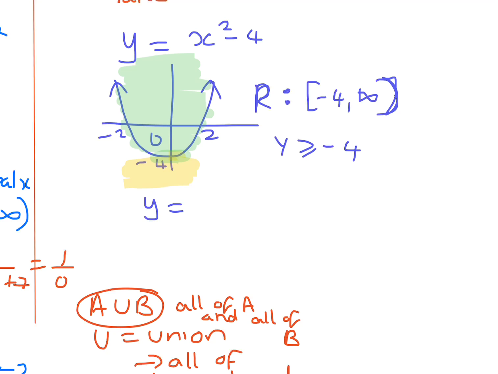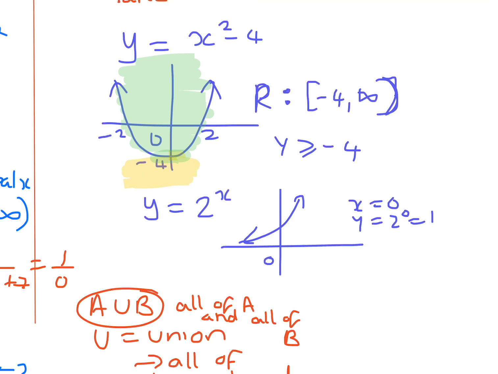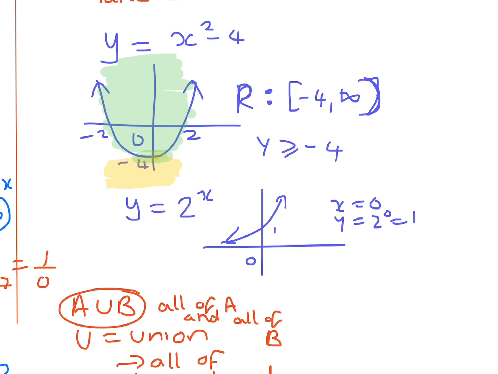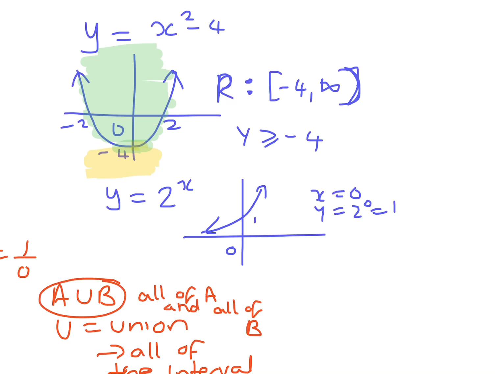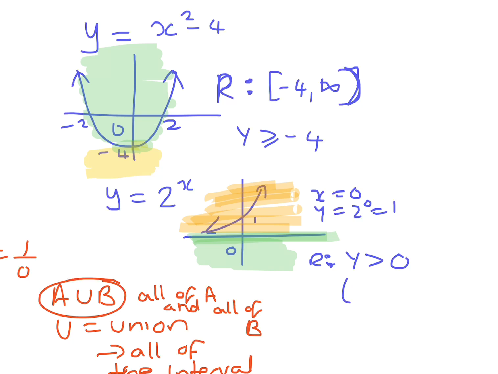Okay, so let's look at another one. Let's look at 2 to the x, for example. If we drew that, it would look like that. Put in x equals 0, y is 2 to the 0, so it goes through 1. So what values of y is this true for? You've got no y below the x-axis, but as you get above the x-axis, that's where you start to get y values. The x-axis is where y equals 0. So y is greater than 0, but not equal to 0. In interval notation, it would be 0 up to infinity.